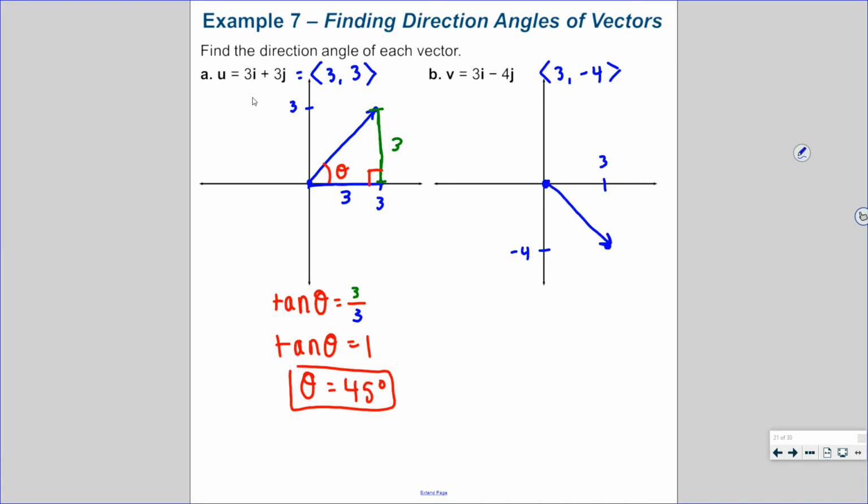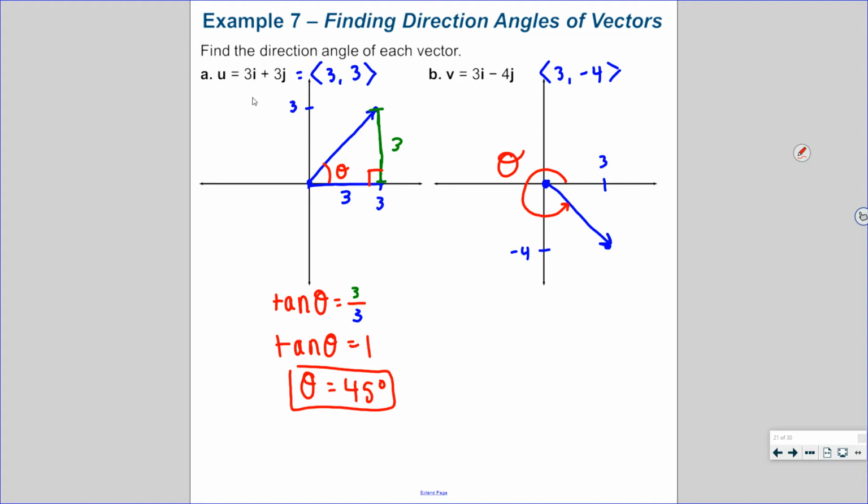Okay, now, not to get confused with reference angles, we'll use that in a second. The direction angle of this vector is from the positive x-axis to the vector. So it's that big angle right there. That's my direction angle. I'm going to call it theta. Okay, that's how we measure direction angles.